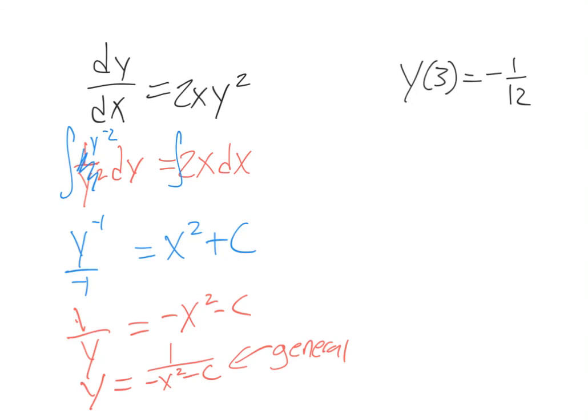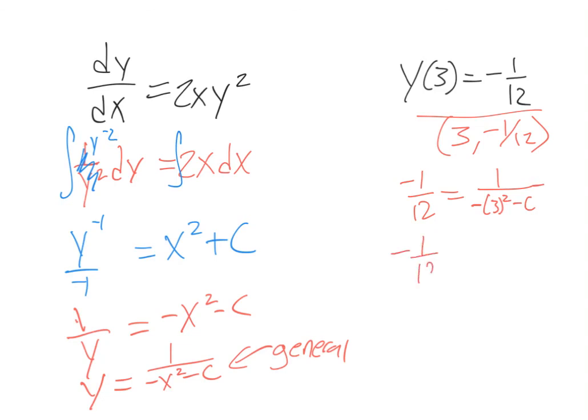To get the particular solution, I'm going to plug this stuff in. This is the point 3 comma -1/12. So -1/12 is equal to 1 over -3 squared minus c. -1/12 is equal to -9 minus c on the bottom. C has to be 3 in order to make this work. So my particular solution for this would be y is equal to 1 over -x squared minus 3. This is my particular solution.